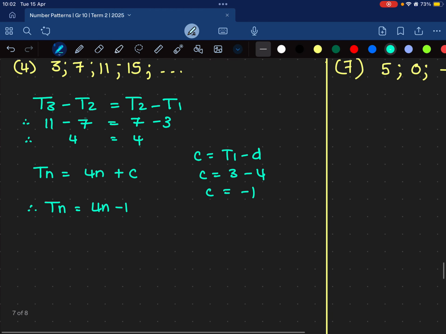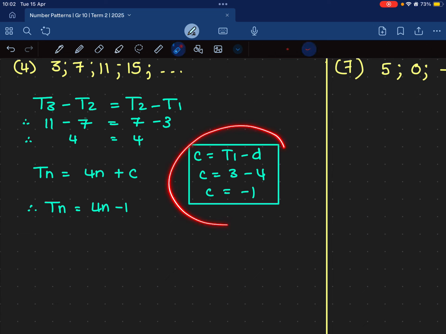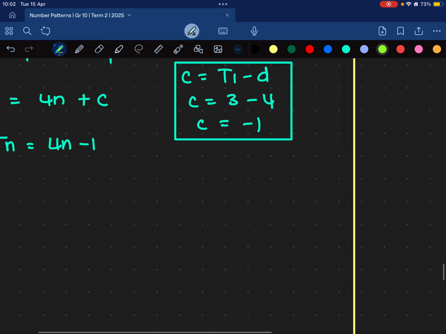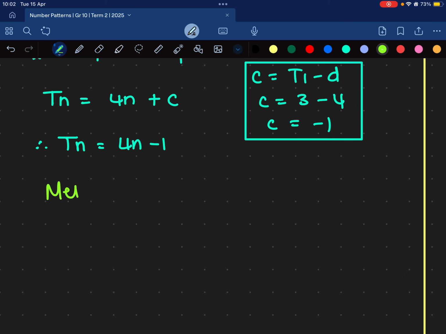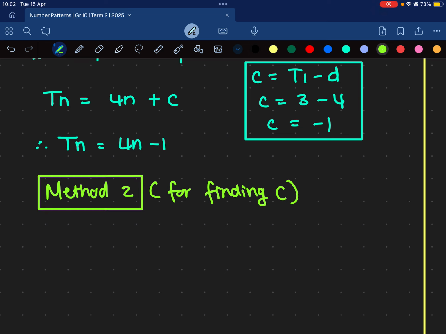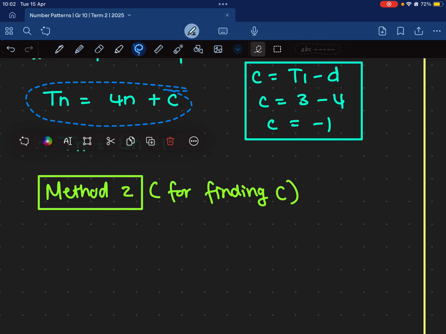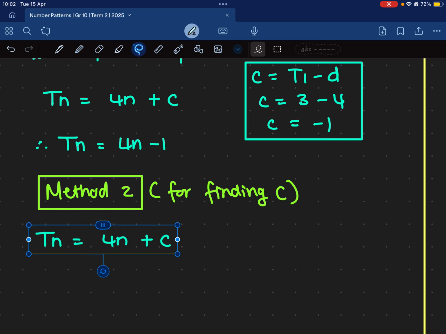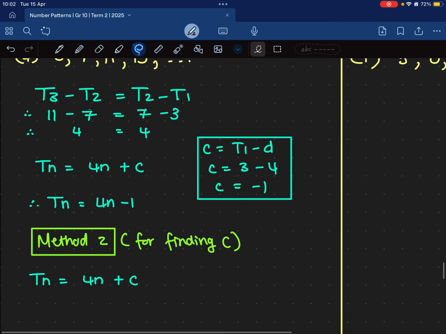I wanted to also show you that if you don't want to use this particular method for c, what you can also do is you can substitute into this equation here. So I'm just going to show you a second method that you can use as well. So you would have already been at this step here where you would have found Tn is equal to 4n plus c. Okay, that doesn't change.